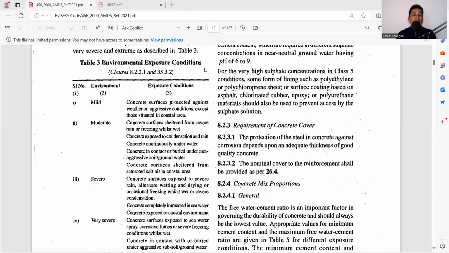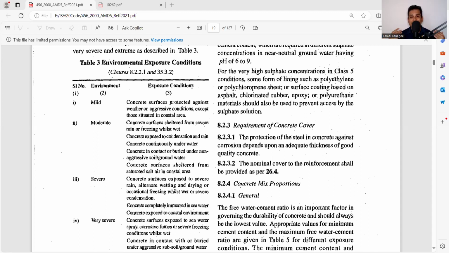Now we need to look at what IS 456 is saying as per table 3. Here is table 3. What is it saying? Environmental exposure condition. What is that? That means where we are doing the concrete. What is the area?